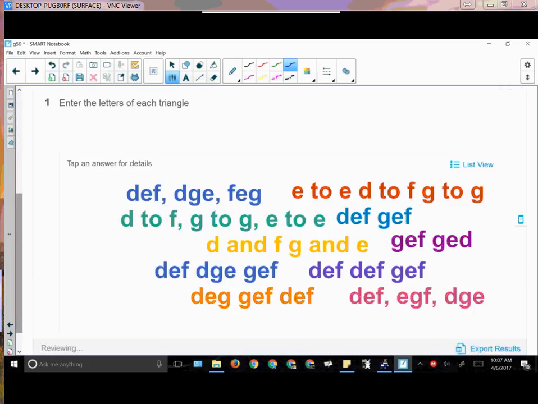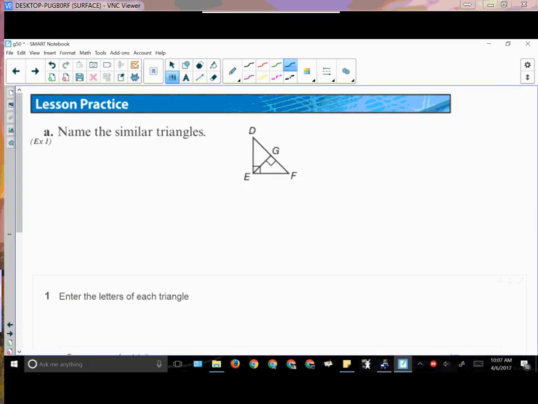Okay, so there are the answers that you guys put in. So I'm looking at this one right here. We got DEF, DGE, DEF, DGE, FEG, GEF. Close. Okay. It looks like most of you got it in the proper order. So let's take a look at this.